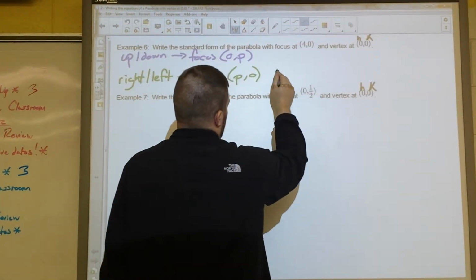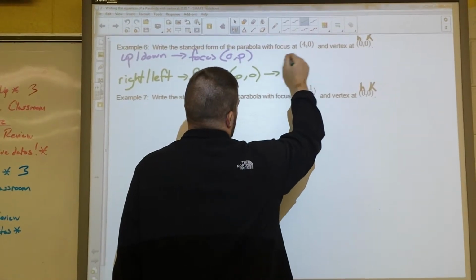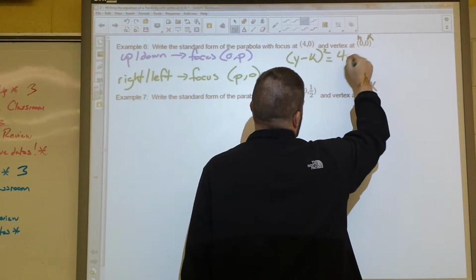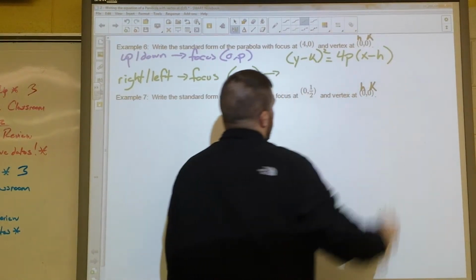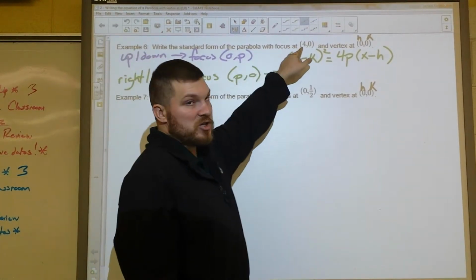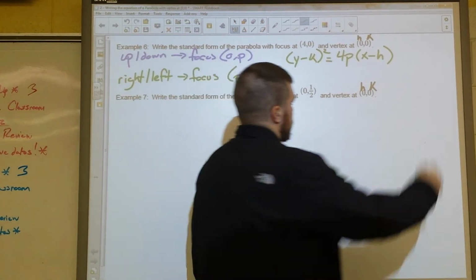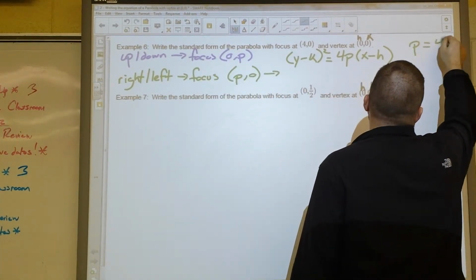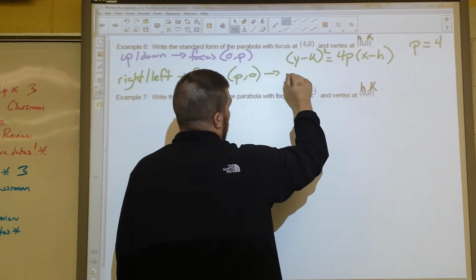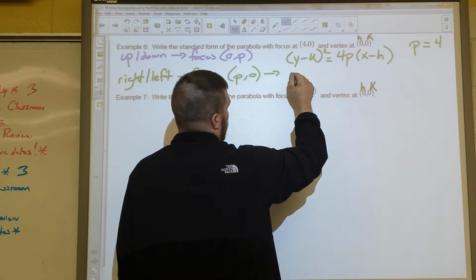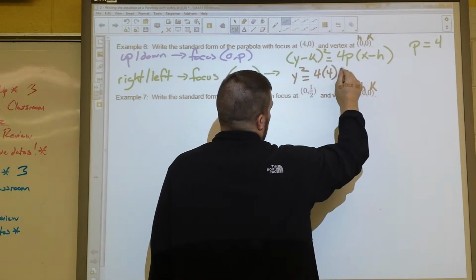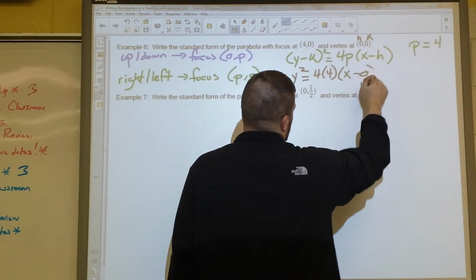And its rule, since we know it's right or left, is y minus k squared equals 4p times x minus h. Well, since we know the focus for right or left is at p, 0, and our actual focus is at 4, 0, that tells me that for example 6, p is 4. And I also already know what h and k is, so for this particular problem, I have y minus 0, which is going to just be y. So y squared equals 4 times 4 times x minus 0, which is just x.